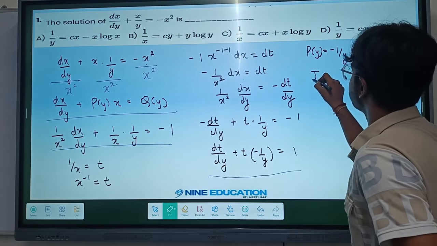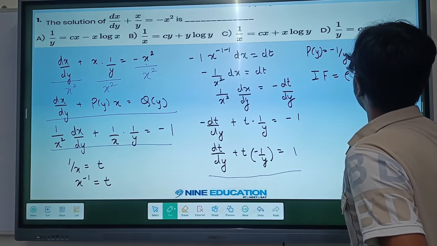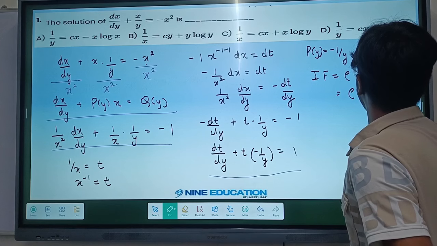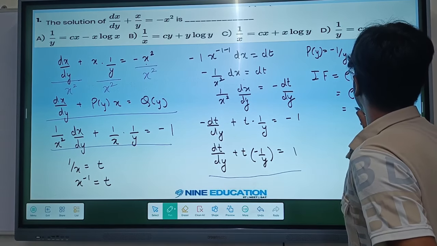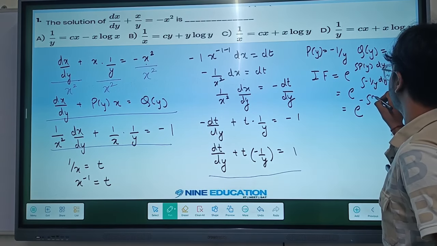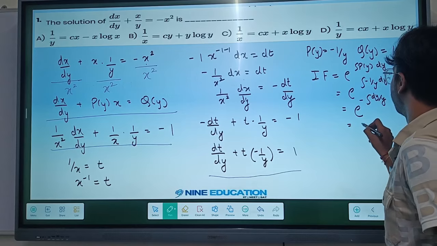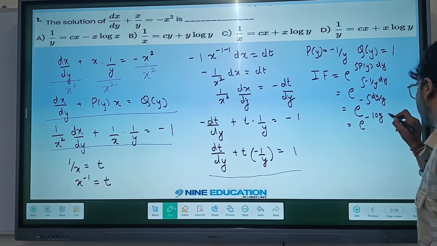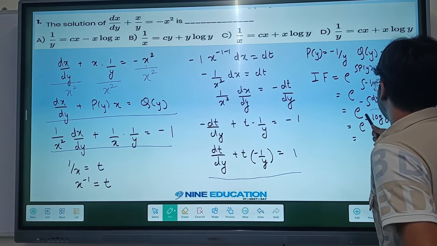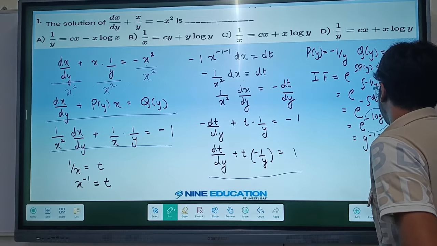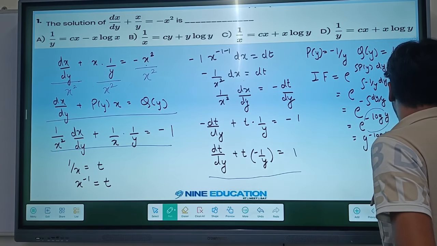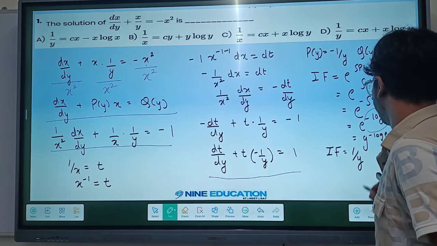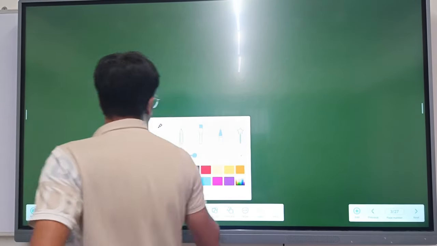Then we have something which is integrating factor. What is integrating factor? E power integration of p of y dy. E power integration of minus 1 by y dy. I can write it as minus 1 is a constant, comes outside, and e power minus integration of dy by y. E power minus log y, since integration of dy by y is log y. I can interchange that y with e, so y power minus of log e, that is y power minus 1. What is y power minus 1? 1 by y. So what is integrating factor? 1 by y. So I got the integrating factor as 1 by y.